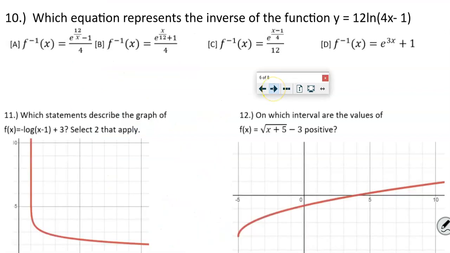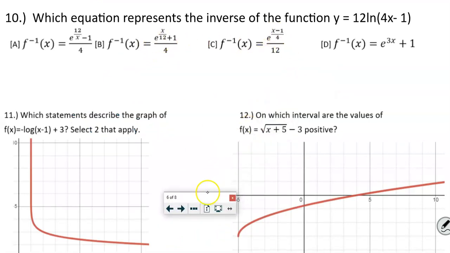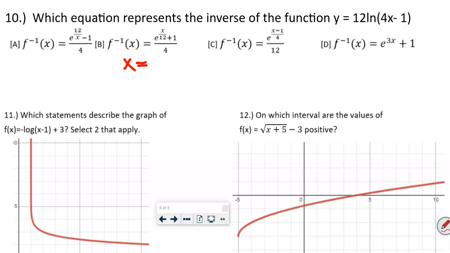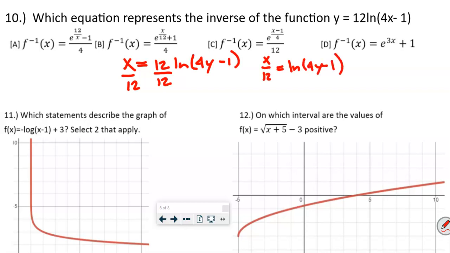There it is. Okay, this one says which equation represents the inverse function. So here again, we are going to swap x and y. So we're going to say x equals 12 ln of 4y minus 1. So we're going to divide both sides by 12. That's going to be our first step. So that's going to give me x over 12 equals ln of 4y minus 1. So how do we get rid of an ln? We take it to the e power, right? That's going to cancel those out.